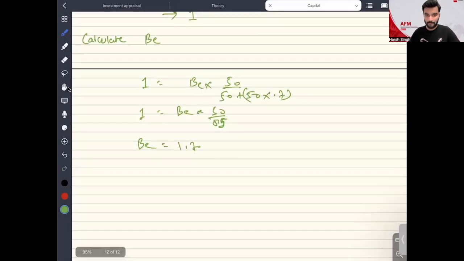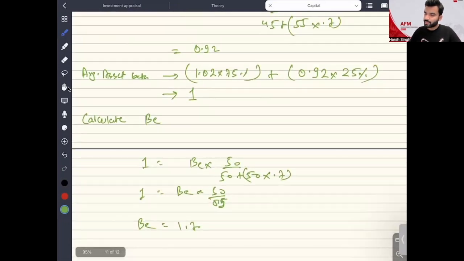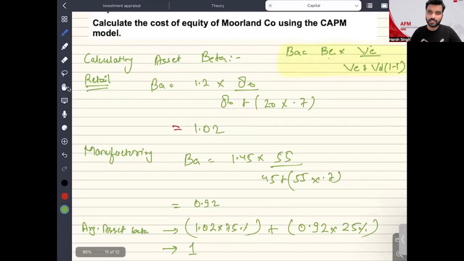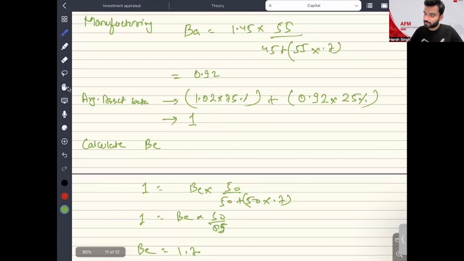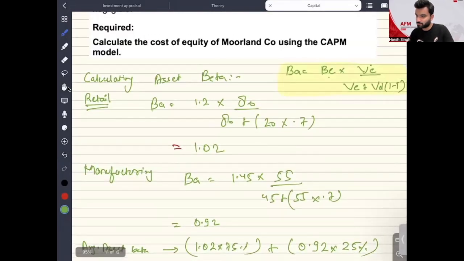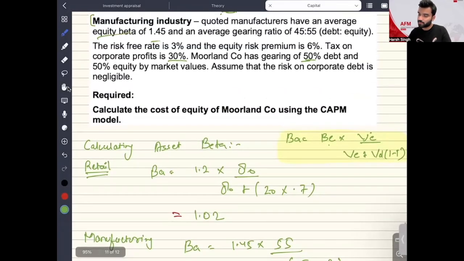Could you write down the formula for beta? Same formula. Over here, just a change. Beta asset is given, beta equity needs to be calculated. Okay. Same formula. Now beta equity, now the CAPM formula: risk-free rate, which is 3%, equity risk 6%.